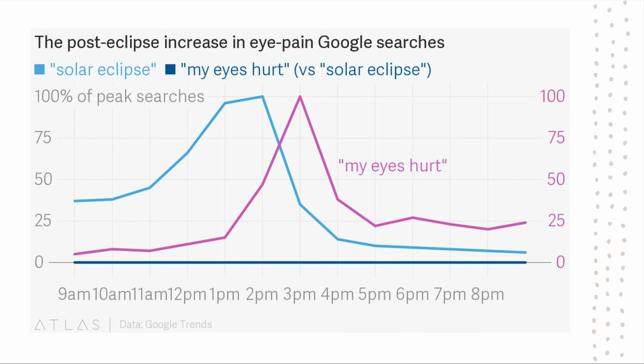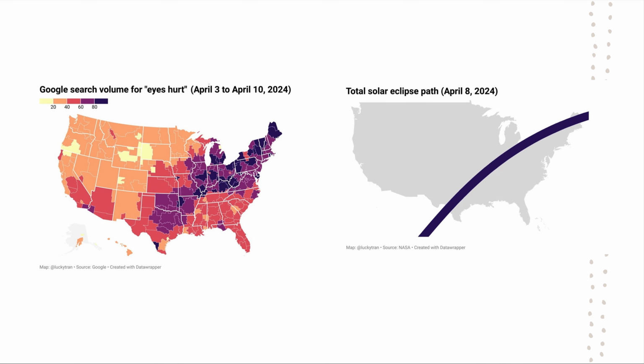There is also probably a causation there as well, especially looking at the regions in which these searches occurred. This is again a heat map showing where these Google searches were happening on the left, and then we see in the right-hand graph from NASA where the path of the solar eclipse was. So here we could say that there was a correlation and potentially a causation.